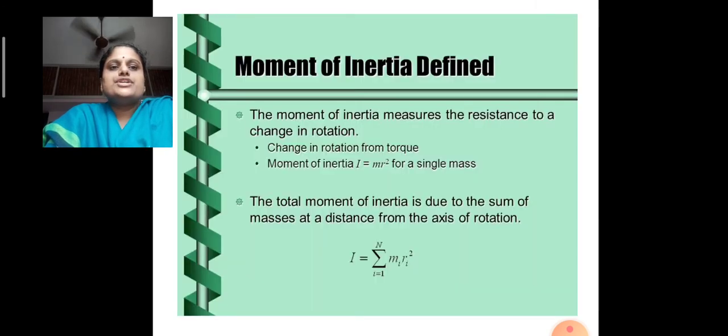The moment of inertia measures the resistance to change in rotation, and moment of inertia I is equivalent to mr² for a single mass. Total moment of inertia is due to the sum of the masses at a distance from the axis of rotation, that is, I is equivalent to the summation from i equals 1 to n of mi ri².